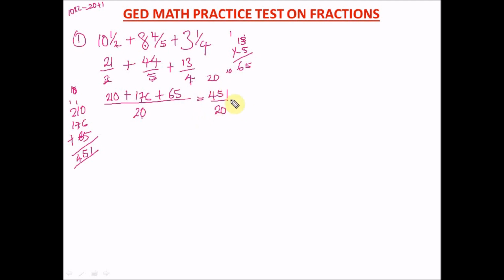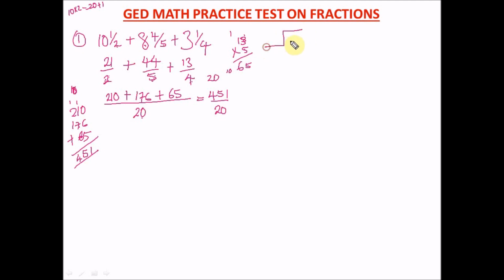All right, so you still can't leave this. This is an improper fraction. In your answers, you're not going to see an improper fraction. We have to convert this improper fraction back to a mixed fraction. So in converting back to a mixed fraction, we have to find out how many times 20 would go in 451.